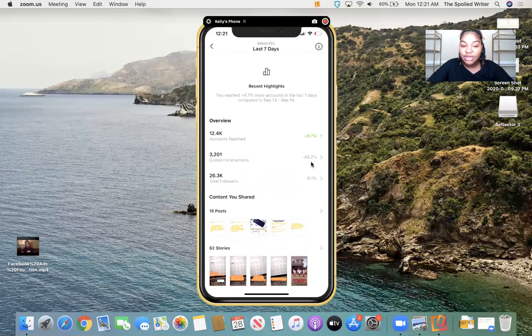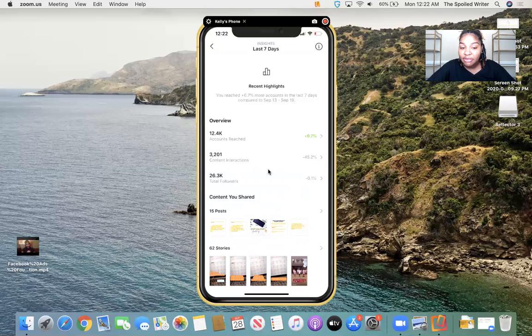So I had 45% less content interactions, negative 0.1% followers. This doesn't really change too much if you're not gaining or losing followers, or if you're gaining and losing followers at the same rate, which is what's happening to me right now, okay? And then your accounts reach. So I'm reaching a few more accounts than I was last week.